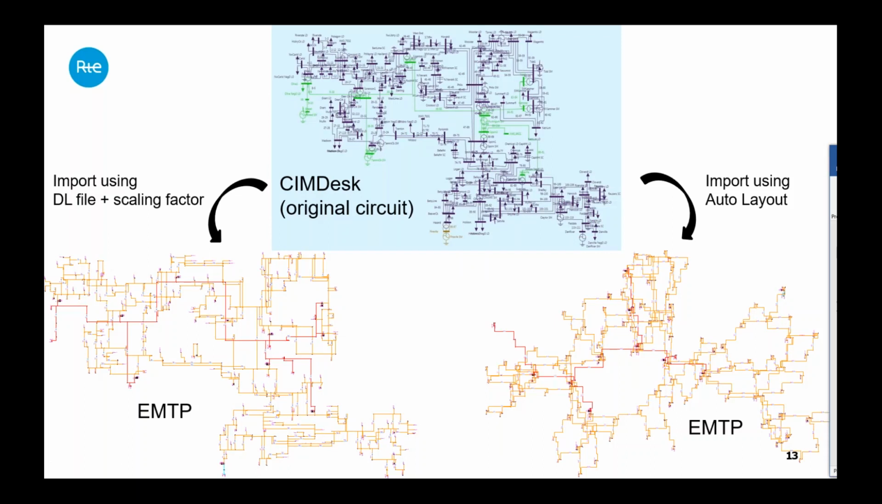So here, as I explained before, we have two options for the positioning. If coordinates are present in the CIM files, we use them and we build the circuit on the left. And if the original circuit is too dense, too compact, like here, we can lighten the circuit using a scaling factor. And if there are no coordinates, we use an auto layout algorithm, like the circuit on the right.